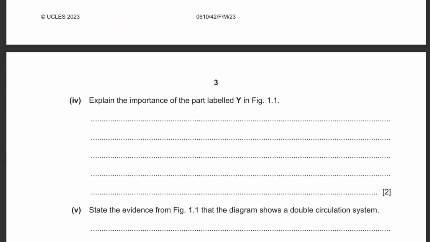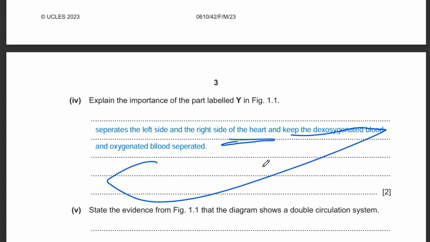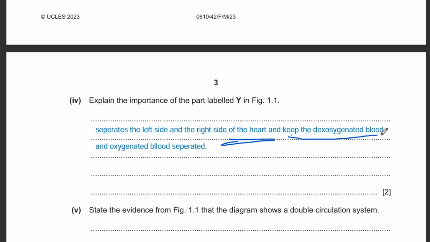Alright. So what are we going to write down in the answer? This is what we are going to write down in the answer, that the septum separates the left side of the heart from the right side of the heart. This will give us 1 mark, and the second mark for telling another function, that it keeps the deoxygenated blood away from the oxygenated blood. Second mark for telling that it keeps the oxygenated blood away from the deoxygenated blood. Alright.